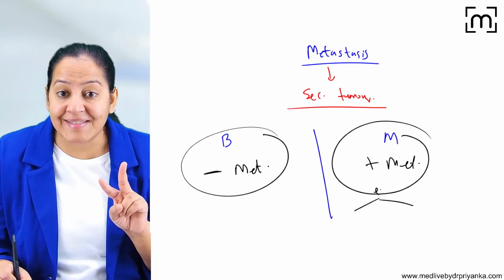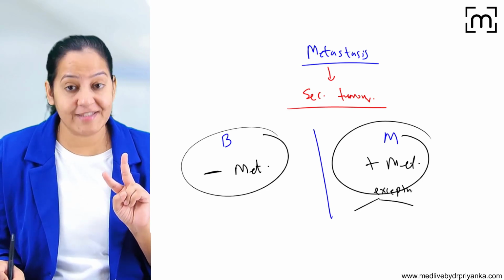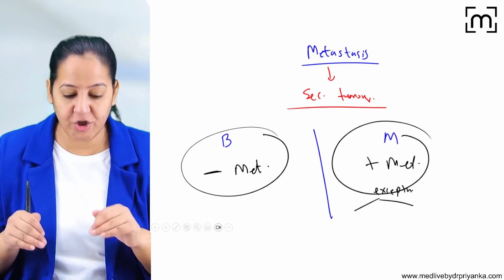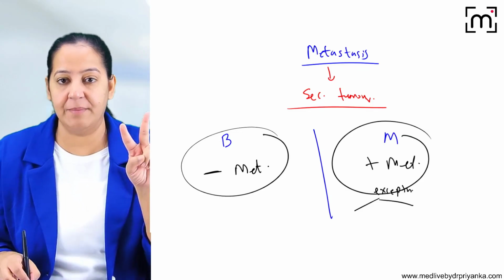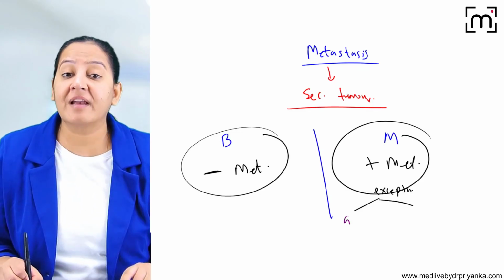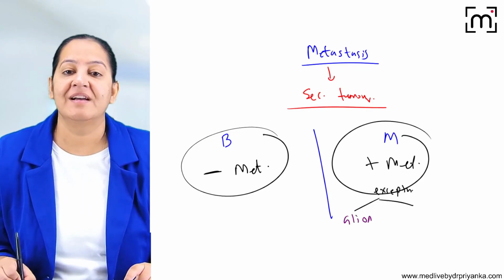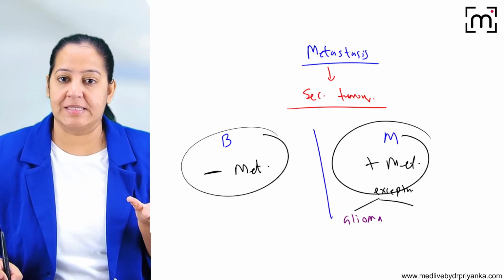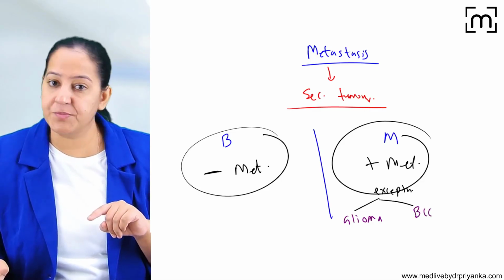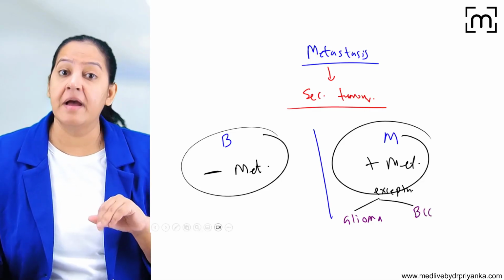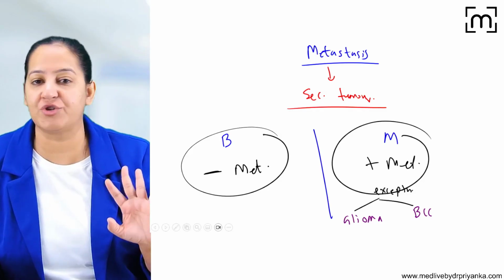You have to learn the two exceptions here. Two exceptions which are malignant tumors, but they never show metastasis. Can you tell me the names of the two exceptions? Number one, gliomas of the brain or CNS. They are malignant, but they never show metastasis. Or second, basal cell carcinoma of the skin. Again, they are malignant. Ideally, they should show metastasis, but they never show metastasis.